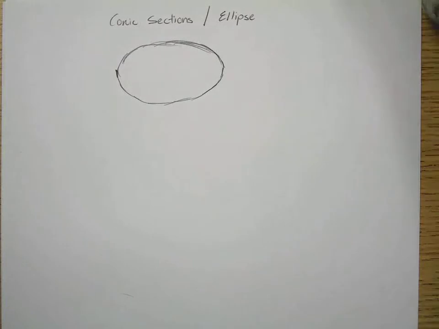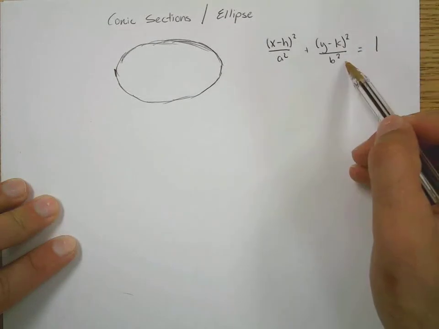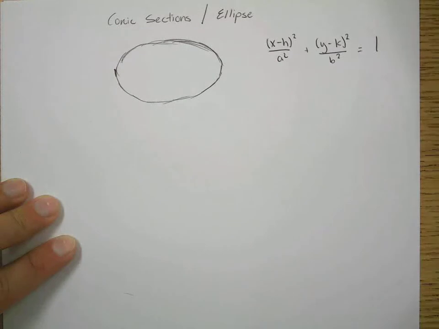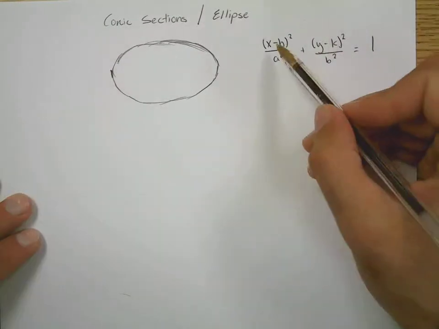formula, which you already have. That's the standard form. Now what we're going to do is relate this equation to these different pieces of this ellipse. What are things you already know without saying? Well, you know that this H and K is the center.